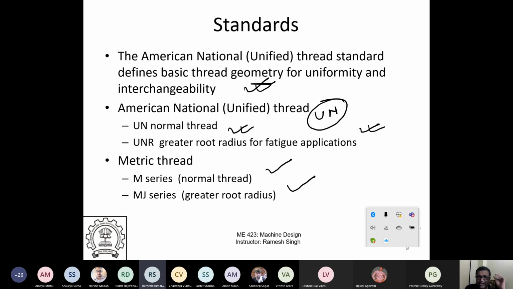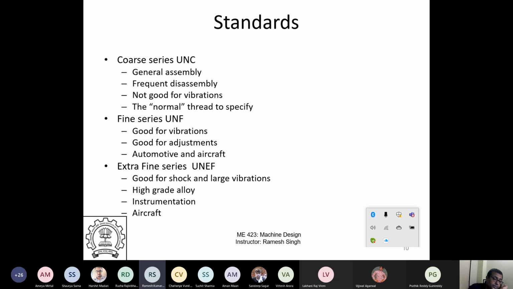If you are not very careful, it looks very similar because quarter inch is 6.25 and this is 6. So if you are not very careful, you can mix them up also. So there are other standards. There is UNC standard, which is basically used for general assembly, frequent disassembly. It's quick assembly and disassembly, but it's not good for vibrations. And these are the normal threads. If you go buy, you buy the UNC threads.